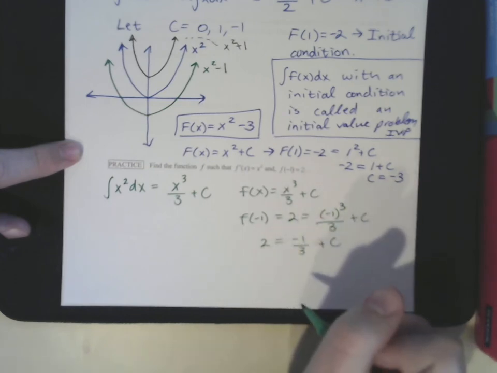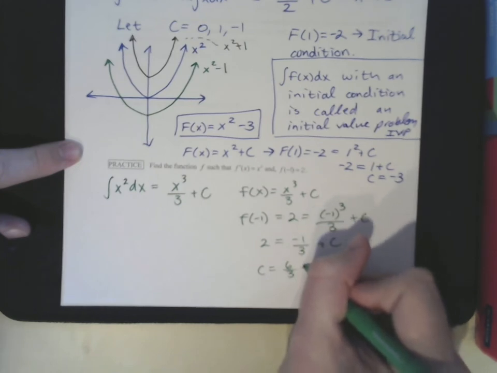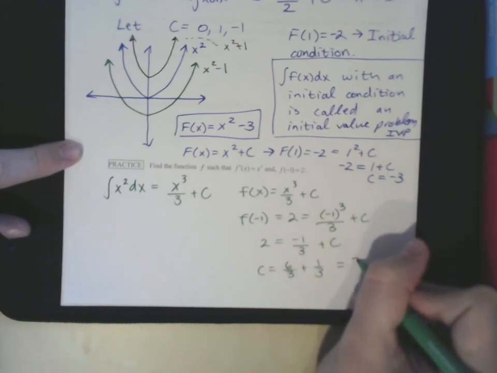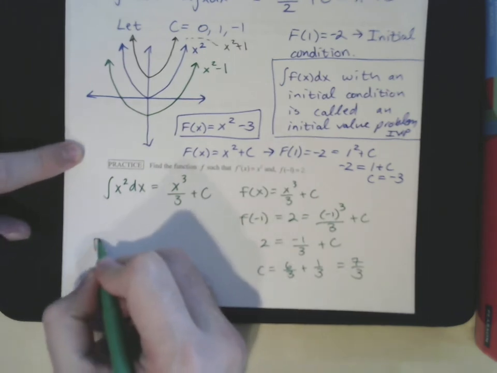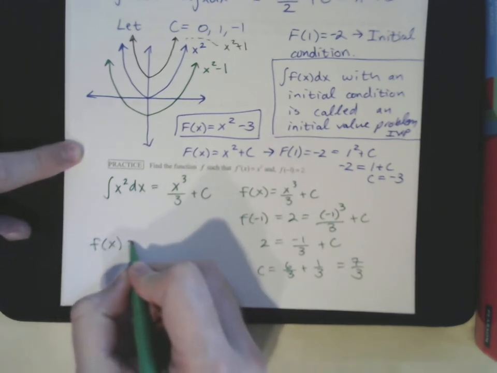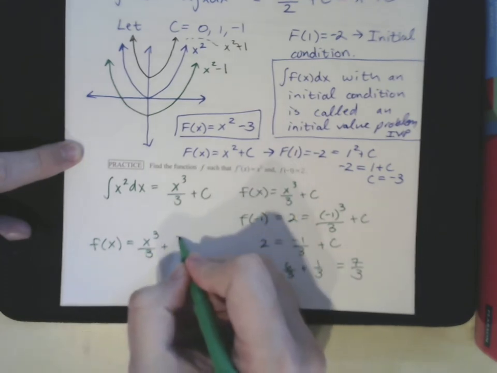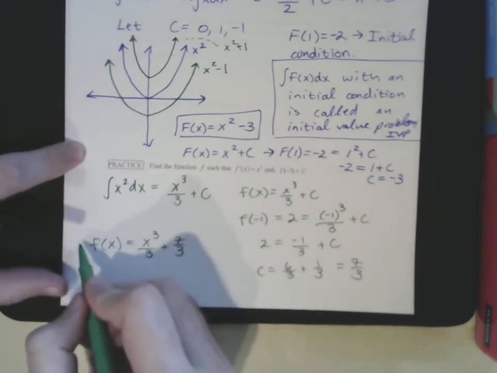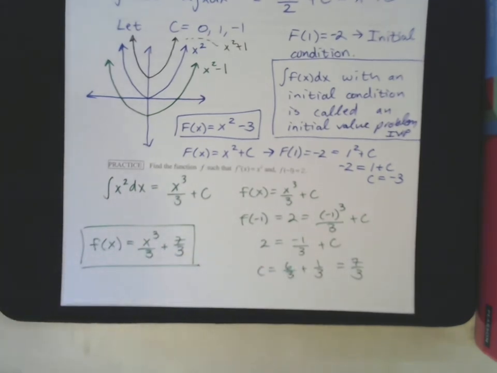So adding 1/3 over, we have c equals 6/3 plus 1/3, or 7/3. So our final answer then is f of x equals x cubed over 3 plus 7/3. That is our specific function f that gives us the correct initial value problem solution.